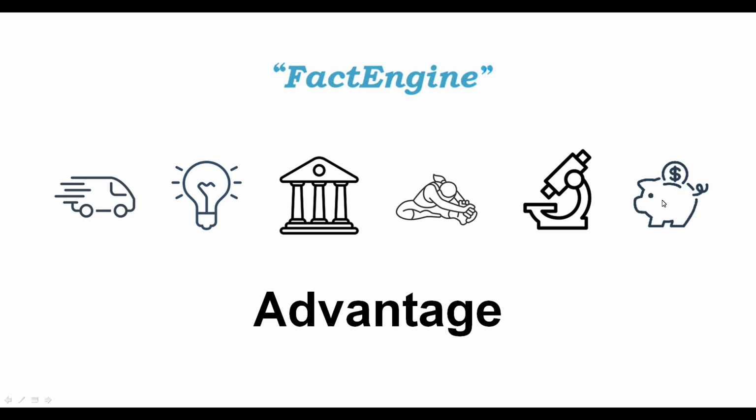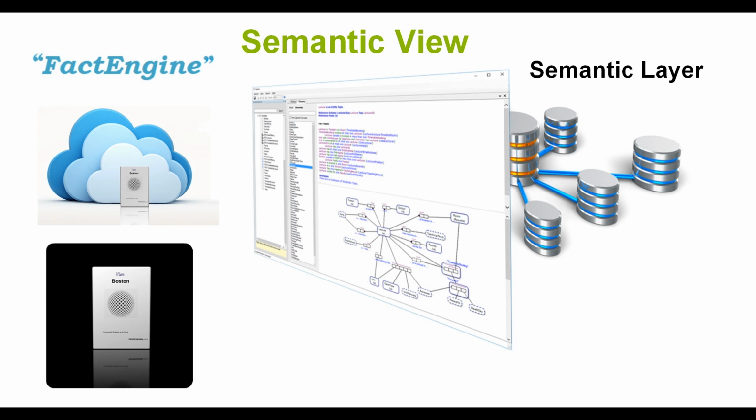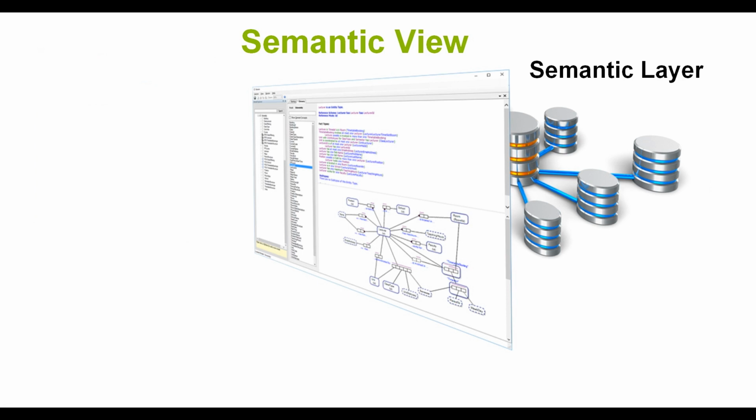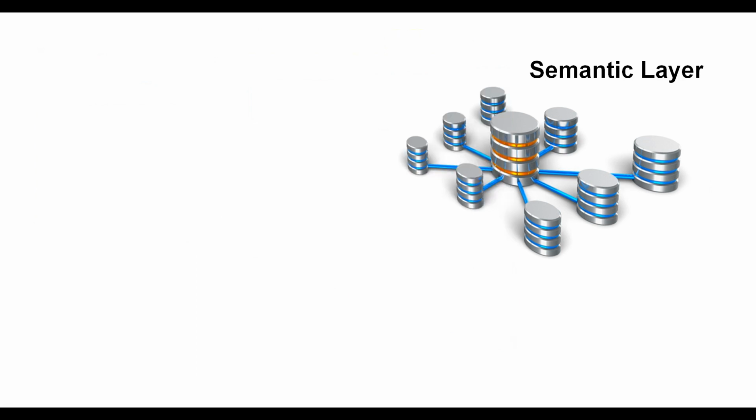The semantic view doesn't compete with semantic layers. In fact, we want to do business with as many semantic layer providers as we possibly can. You have the option of a desktop-based solution, a cloud solution, and FactEngine is available as an API to do natural language queries over your data warehouse or your data lake. Your semantic layer, if you've got one, you get to keep it.